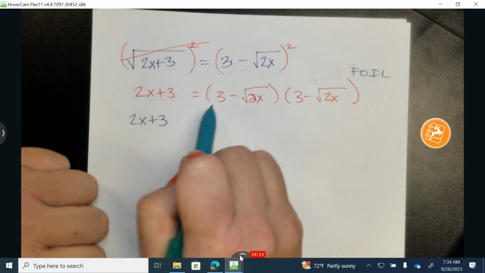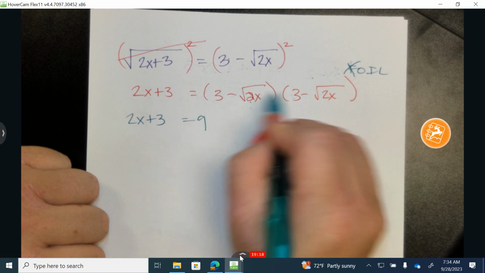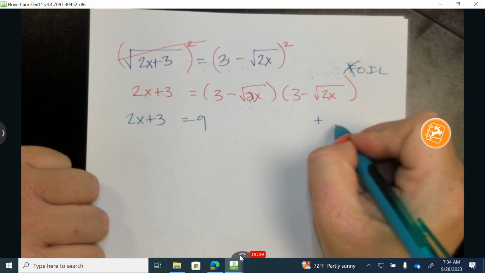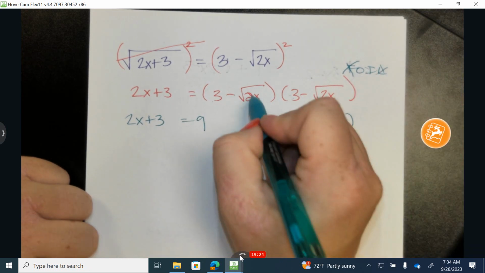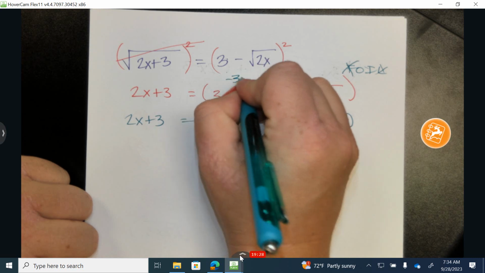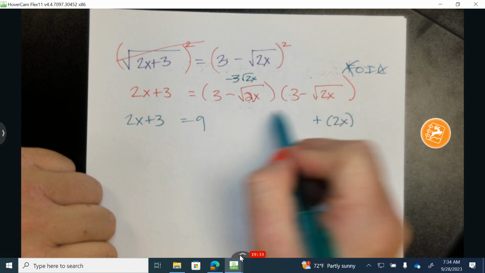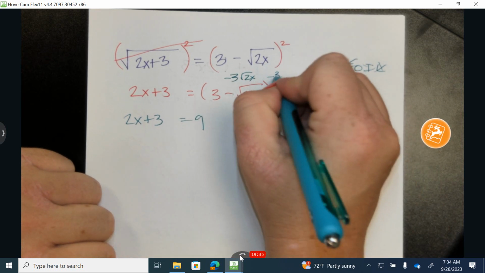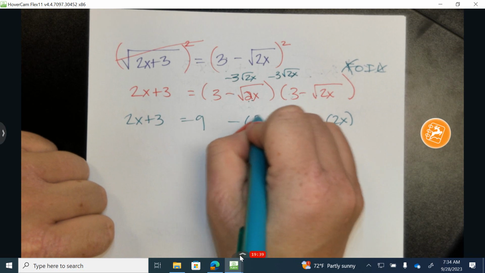So I'm going to start by multiplying the fronts. 3 times 3 is 9. Multiplying the backs, a negative times a negative is a positive. And then write down the quantity 2x. Now I'm going to do the inside and the outside. This is negative 3 times the square root of 2x. This is negative 3 times the square root of 2x. So negative 3 and negative 3 is negative 6.